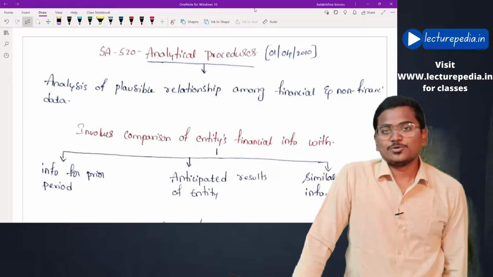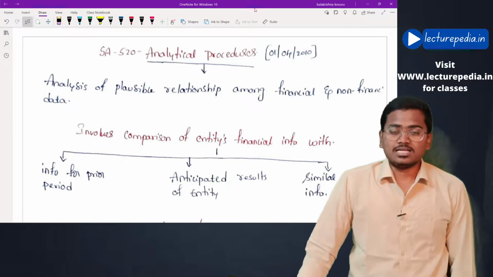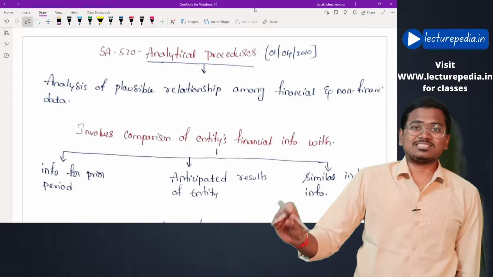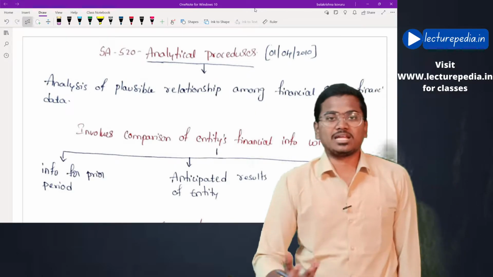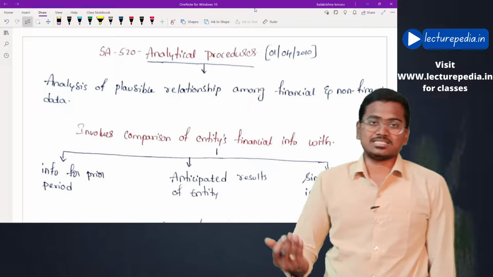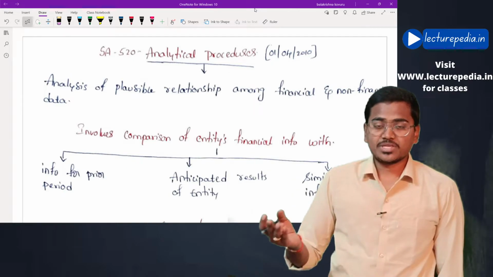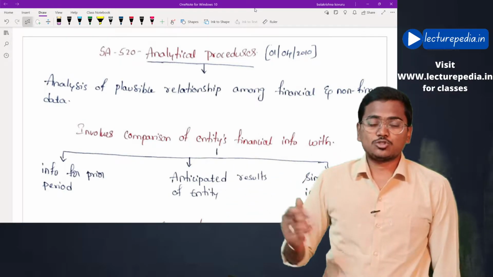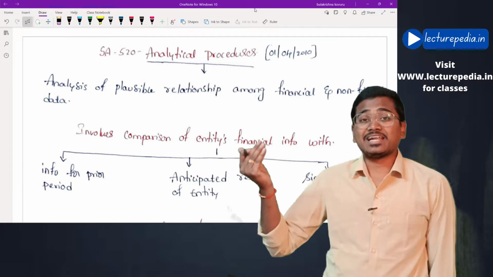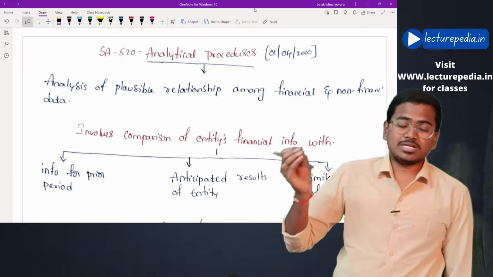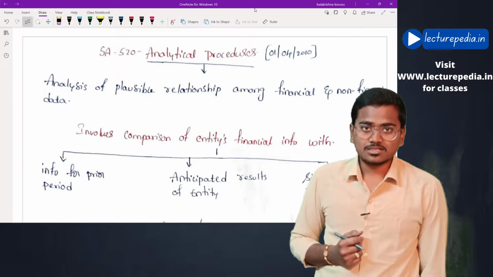In this video, we will be revising SA 520 Analytical Procedures. Actually, in SA 300 series, we have already touched on analytical procedures. We have already revised what is meant by analytical procedures in SA 300 series. If you remember, audit procedures will be of two types: test of controls and substantive procedures. Under substantive procedures, we have test of details and substantive analytical procedures. If you remember, in SA 315 I have given that chart. You can once see that chart.